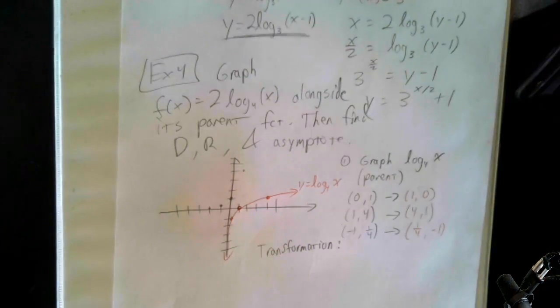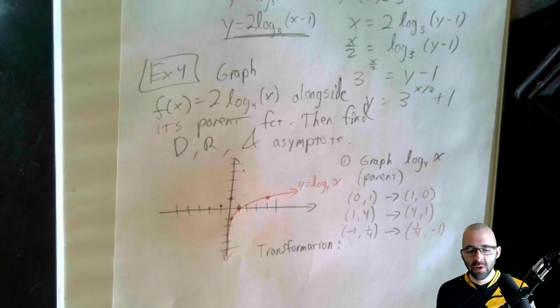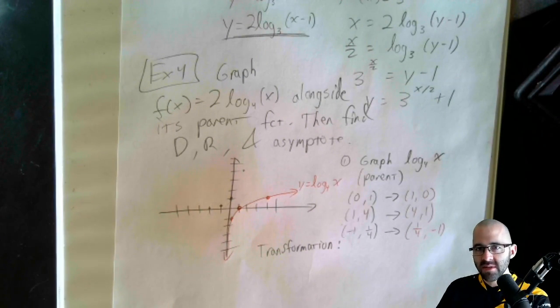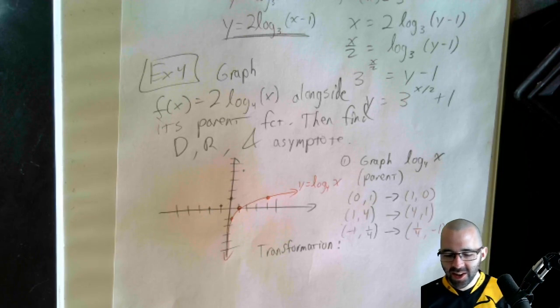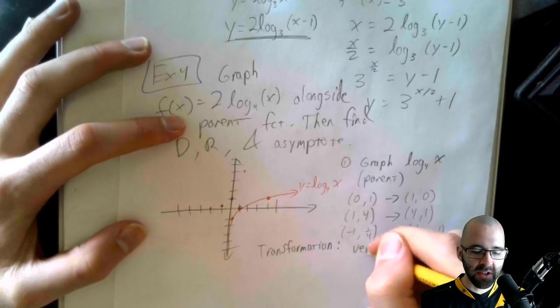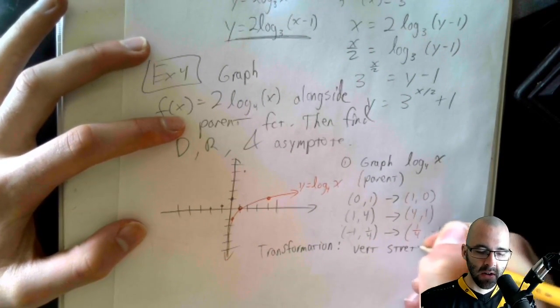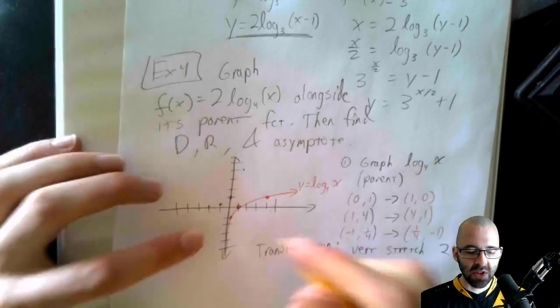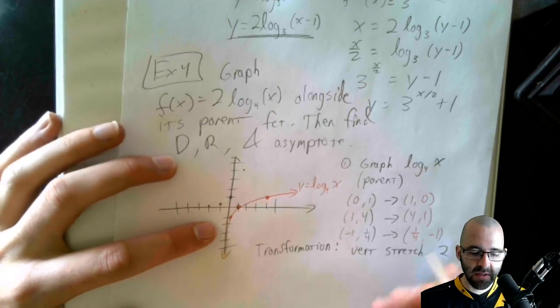It's something happening on the outside, which means it's something vertical. A plus on the outside is a shift. A multiplication on the outside is a stretch or a compression. Okay? So vertical stretch by 2. So we're doubling all of these y values.